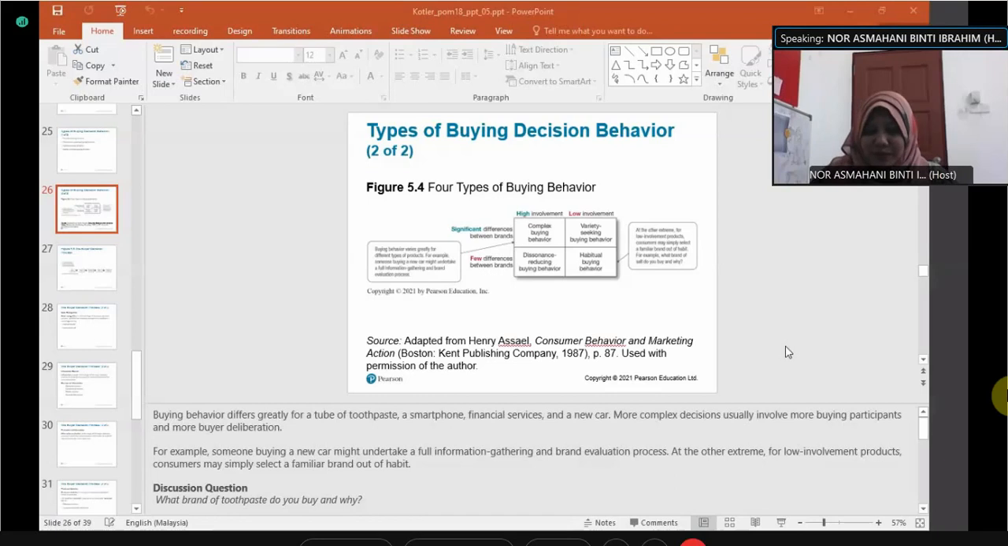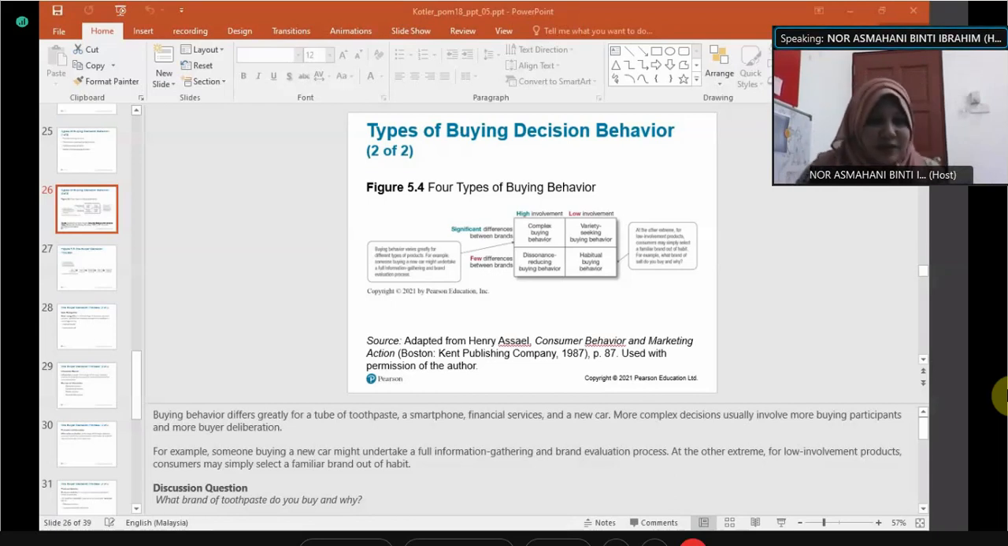Habitual buying behavior. Tell me one product. Low consumer involvement and have little significant brand differences. Right? Habitual. Jaranglah you ambil a lot of time to think before you buy tentang produk ni. And there's only a little significant brand differences. Brand difference pun tak banyak.